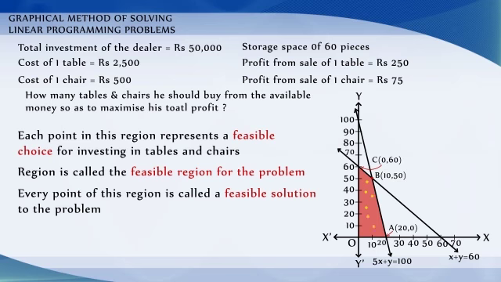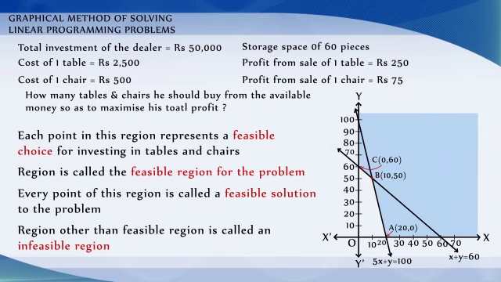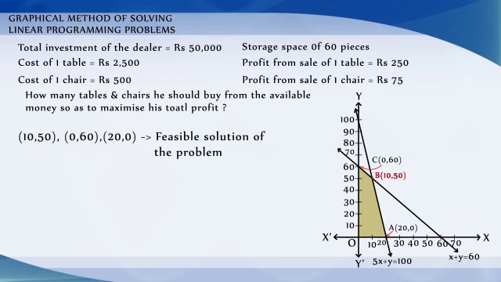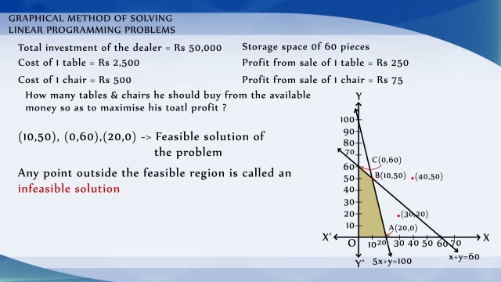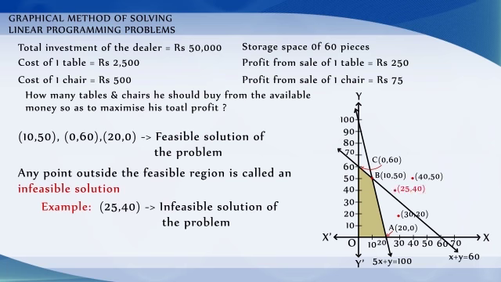Every point of this region is called a feasible solution to the problem. The region other than the feasible region is called an infeasible region. Therefore, the points (10, 50), (0, 60), (20, 0), etc. are feasible solutions for the problem. Any point outside the feasible region is called an infeasible solution. For example, the point (25, 40) is an infeasible solution of the problem.